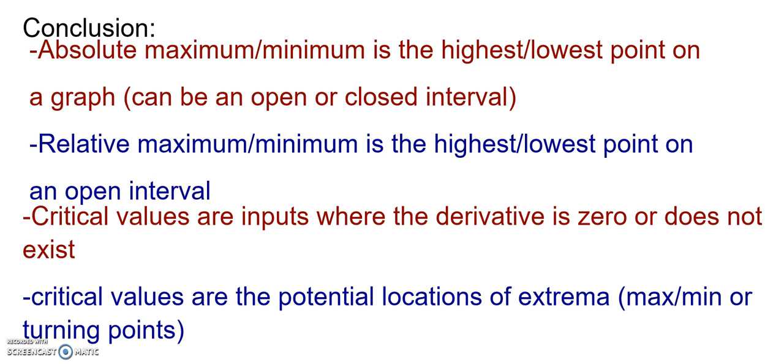Okay, so again, absolute maximum or minimum is the highest or lowest point on a graph. It can be on an open interval or a closed interval. A relative maximum or minimum is the highest or lowest point on an open interval. Critical values are inputs where the derivative is 0 or does not exist, and critical values are the potential locations of extrema. When we're talking about extrema, we're talking about maximums or minimums, which are also turning points.